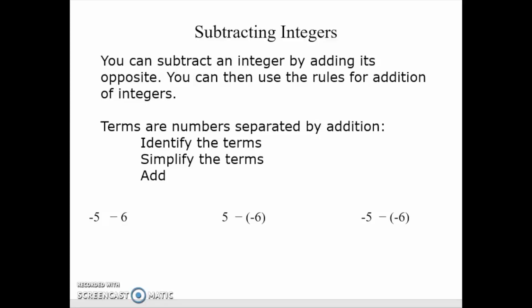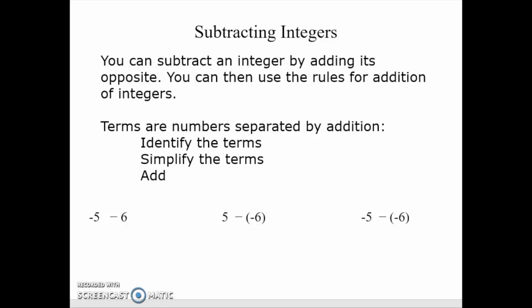Okay guys, yesterday we looked at adding integers and today we're going to look at subtraction. Subtraction's a little different. We're going to talk about this a couple different ways and then you can decide which strategy works best for you. So I'm going to teach you two different strategies.